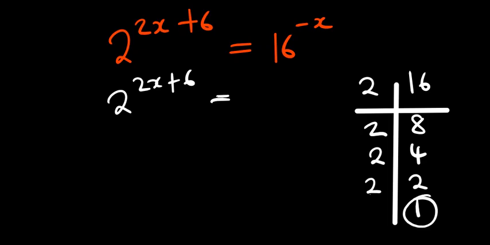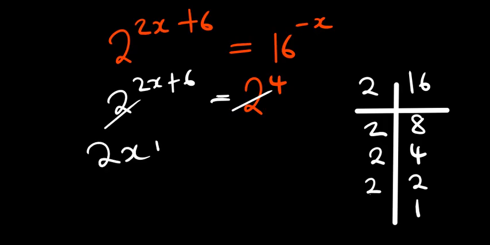Once I reach a 1, it means it's correct there. Then I'm now going to count the number of 2's that I have. I've got 1, 2, 3, and 4. Therefore I'm going to have 2 to the power 4. Now that I've got the bases to be the same, I'm just going to cancel the bases. This one and this one, I'm going to cancel them. Then I equate the powers. x plus 6 is equals to 4.